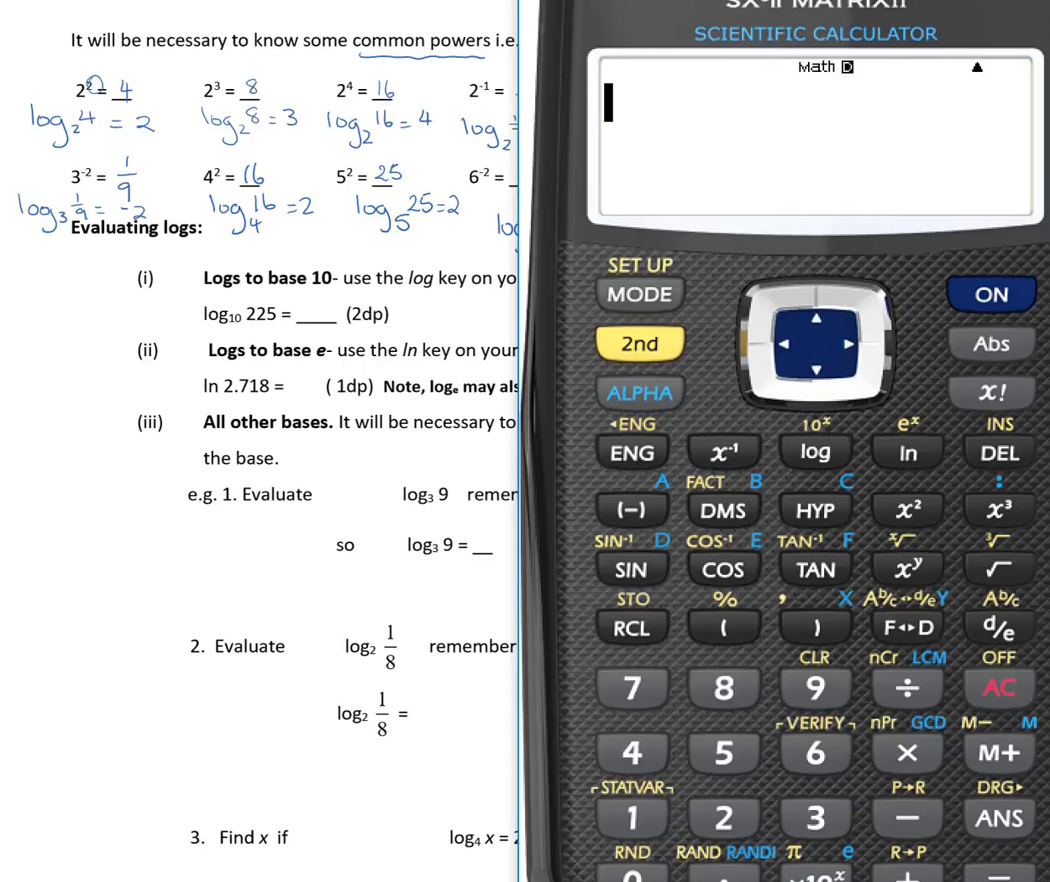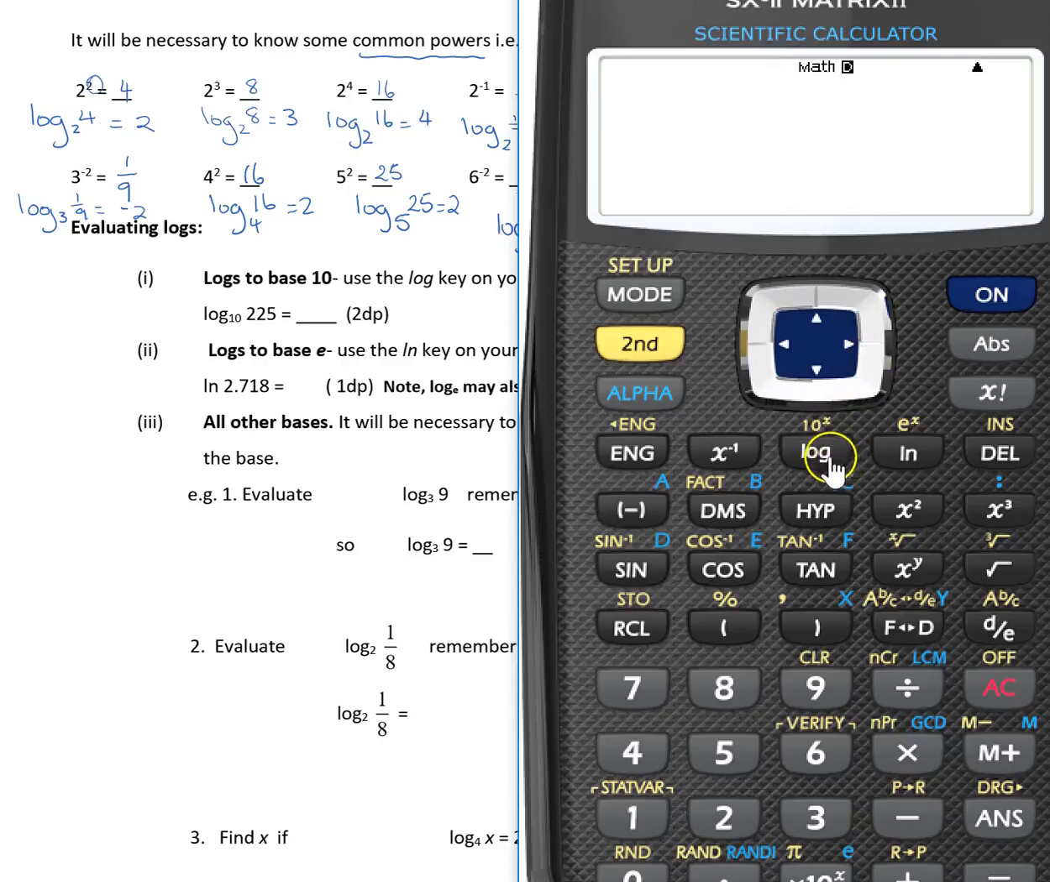I've got the calculator up to show you, because I don't know what to raise 10 to get 225. I know 10 squared is 100, but 10 to the power 3 is 1,000. So obviously 225 is between 100 and 1,000, but 2 point what, I don't know. So we can use our calculator.